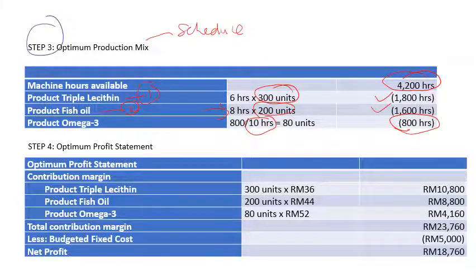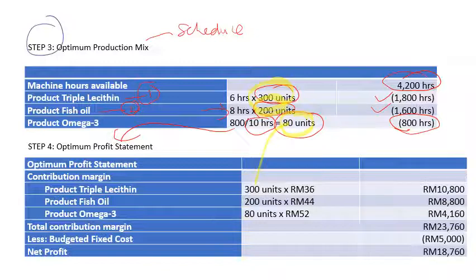So within 800 hours, we can only produce 80 units product. And that means last ranking product we cannot produce at all. Why? Because we don't have enough capacity. After that, we proceed with optimum profit statement based on this value, 300 units, 200 units, and 80 units.